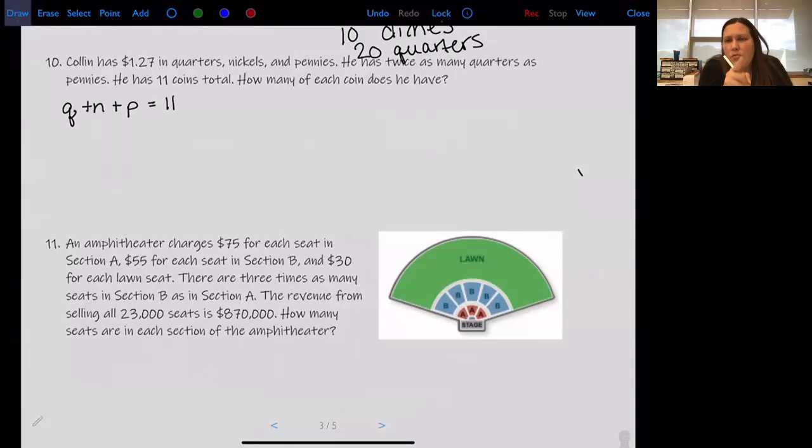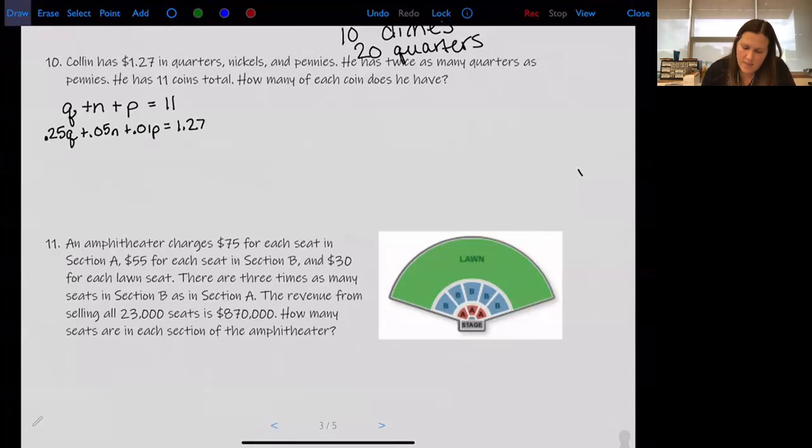Now, I wasn't careful in how the order I put things. So for the other equations, I want them in this order. So if you want them in numerical order, I should have flipped all my things. So I'm going to make sure quarters comes first, nickels in the middle, pennies third. All right, so they all add up to however many coins he has. They add up to $1.27. So I know quarters are worth 25 cents, nickels are worth 5 cents, and pennies are worth 1 cent, and that is going to equal 1.27.